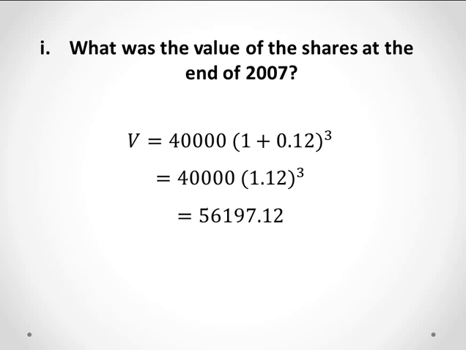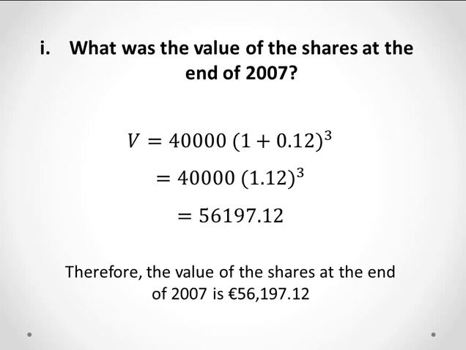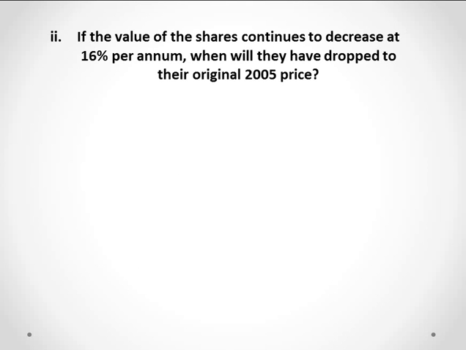So subbing our values into the formula then, we have V equals 40,000 upon 1 plus 0.12 to the power of 3. That's equal to 40,000 times 1.12 to the power of 3. And determining that V value then, it's equal to 56,197.12. Therefore, the value of the shares at the end of 2007 is €56,197.12.